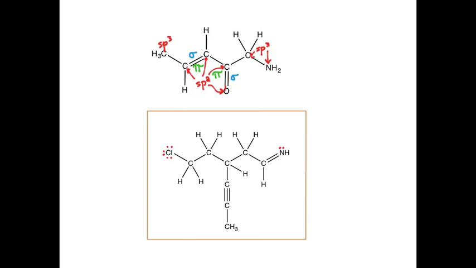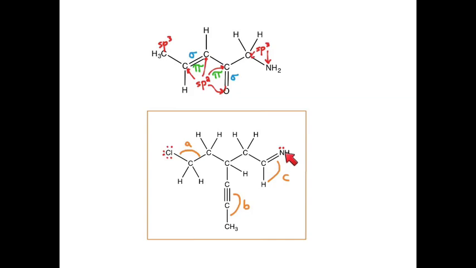And then what I'd like you to do is give me a couple of bond angles. So the bond angle from the chlorine to the carbon, we'll call that bond angle A. Give me the bond angle here, we'll call that B. So that's from this carbon through that carbon there. And then the bond angle here, we'll call that C. That's from the hydrogen to the carbon to the nitrogen.